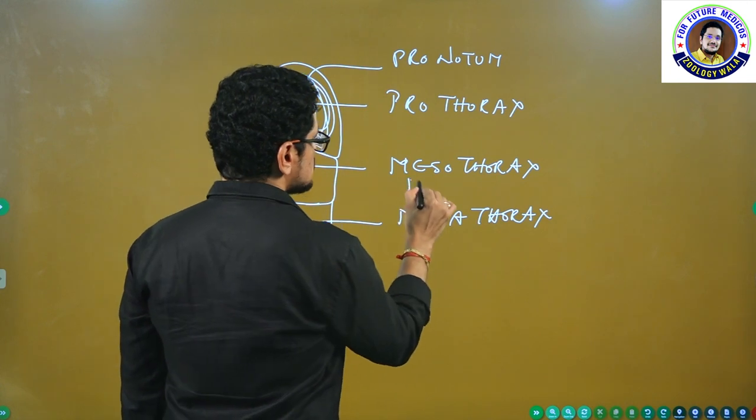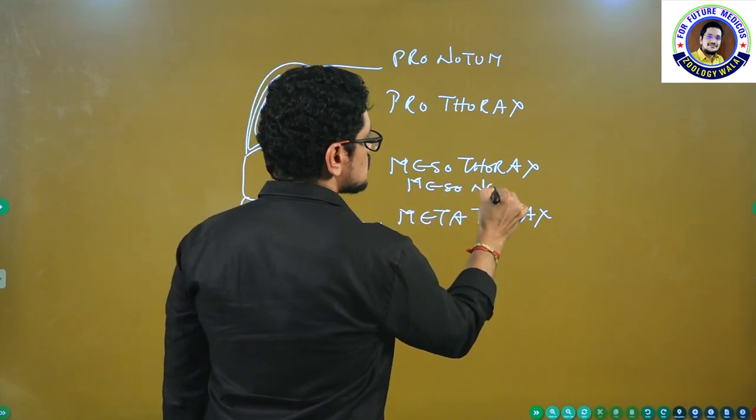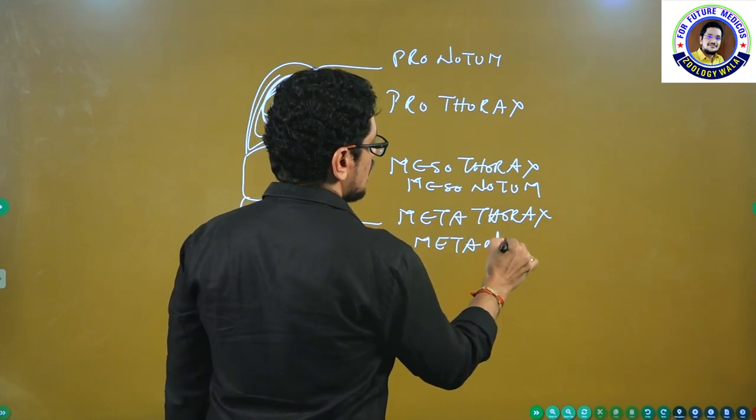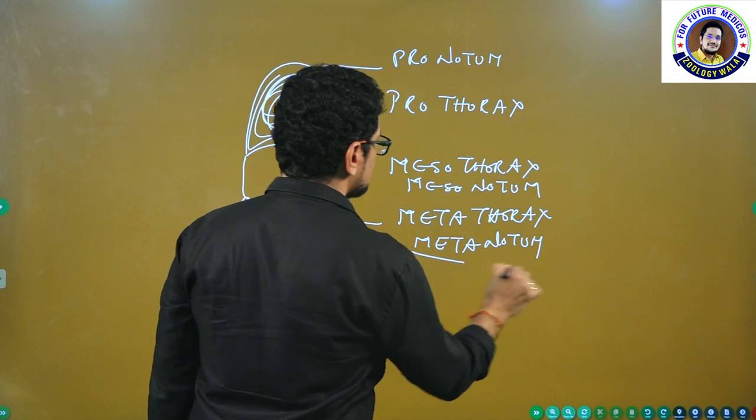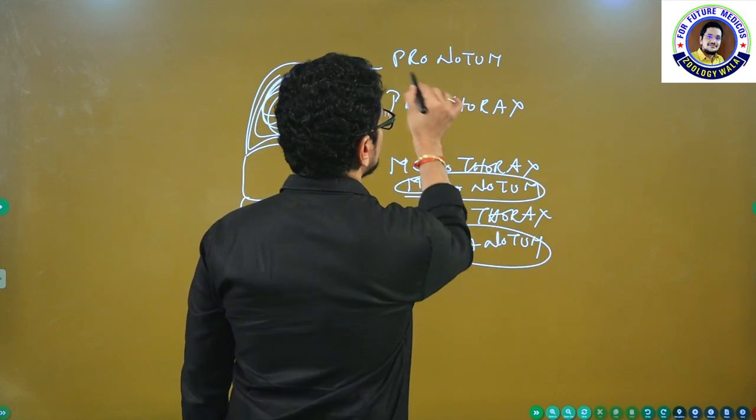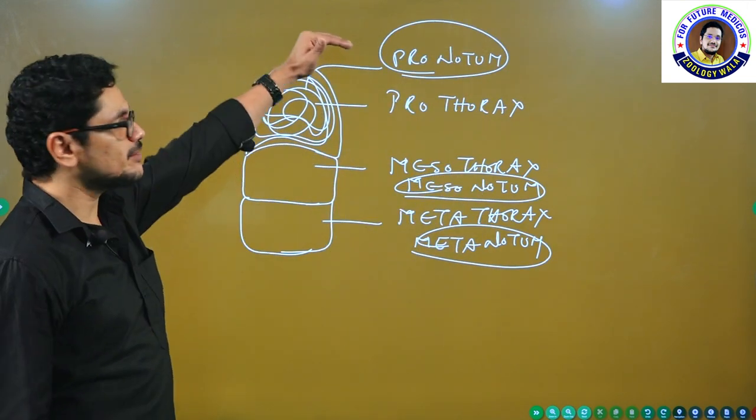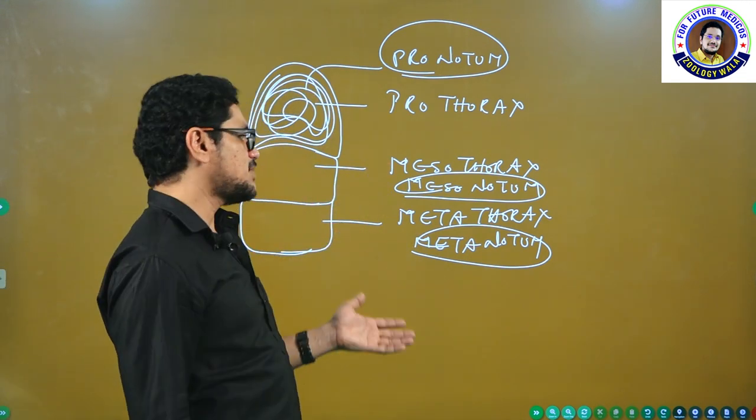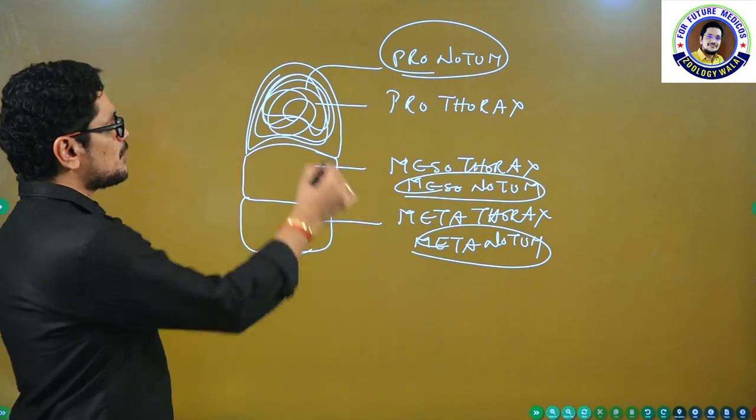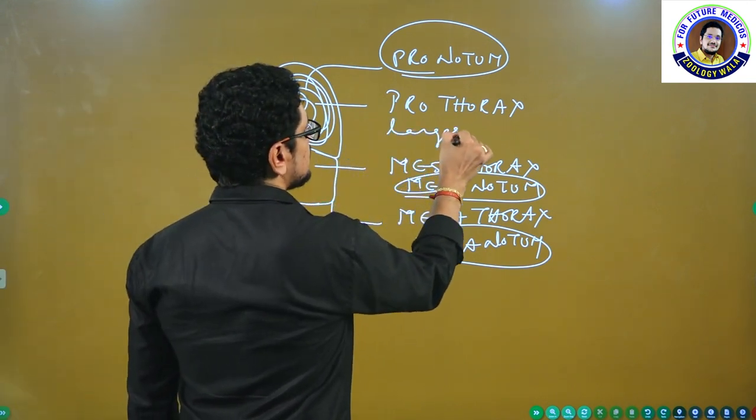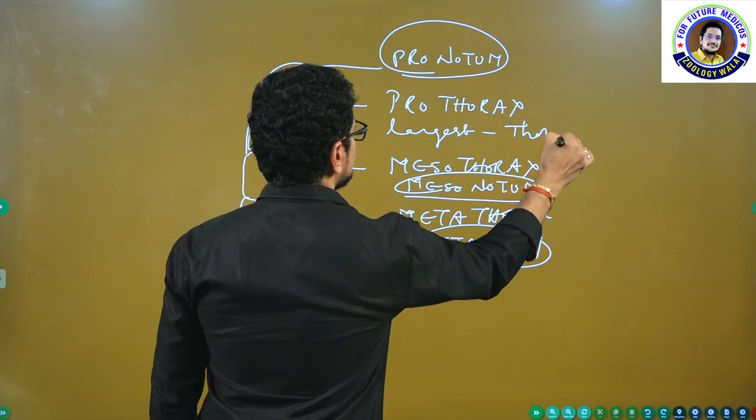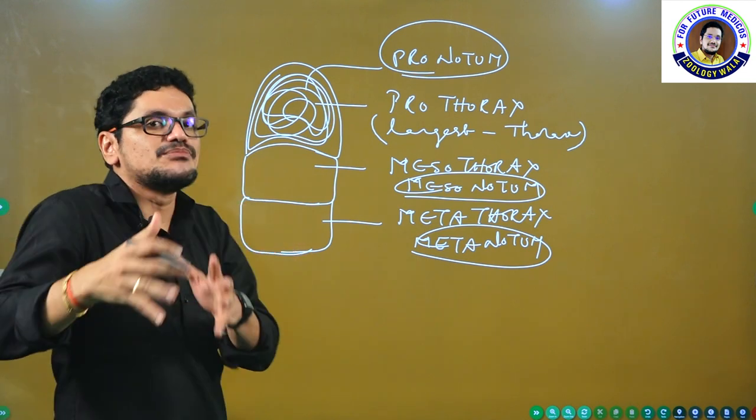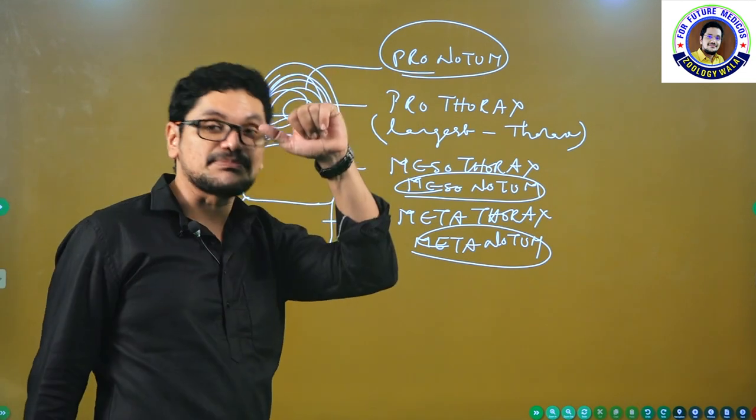Similarly, mesothorax is covered by mesonotum. Metathorax is covered by metanotum. Mesonotum, metanotum, pronotum. So pronotum is nothing but the plate which covers the prothorax. Mesothorax is covered by mesonotum. Metathorax is covered by metanotum. So prothorax is the largest sclerite over the thoracic region. And as a matter of fact, if you consider all the individual segments of the body, prothorax is the largest plate of the body also.